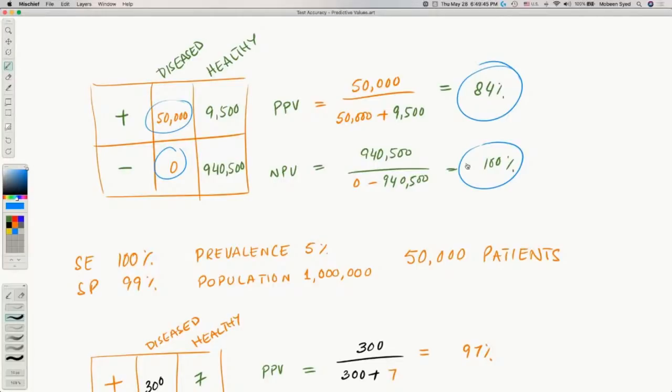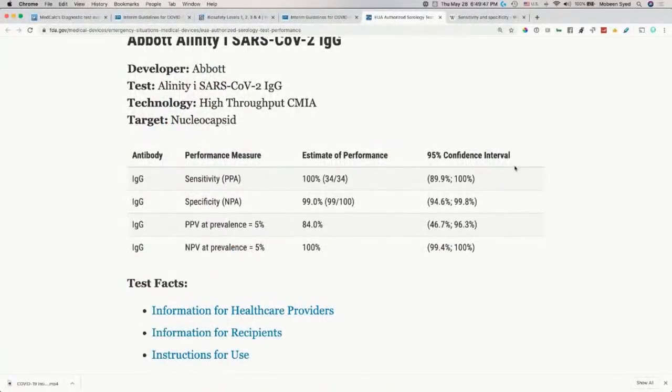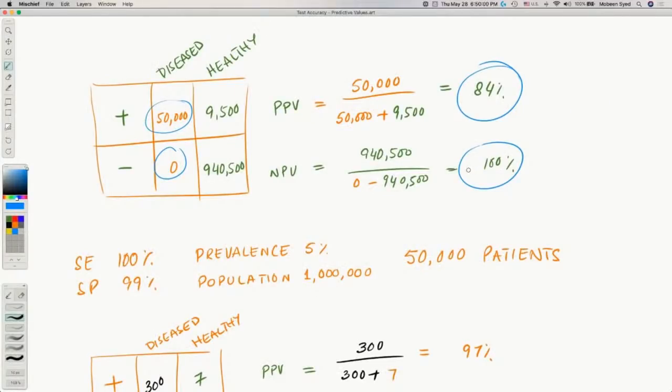And look at this. If I go back to the site here, look at the positive predictive value. They have said positive predictive value at prevalence 5% is 84%. That is what I calculated too. Negative predictive value at prevalence 5% is 100%. That is what I calculated here as well.